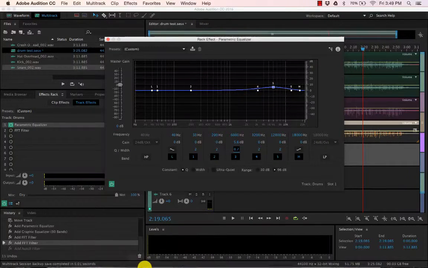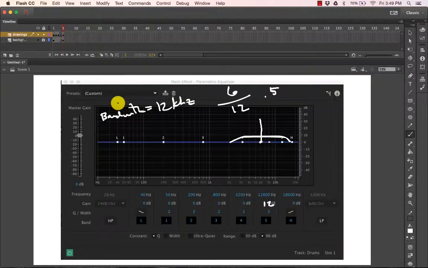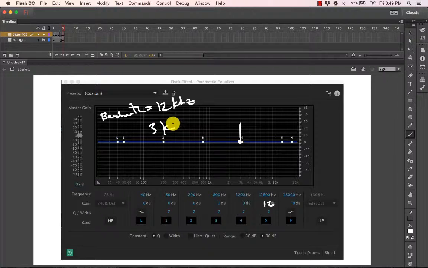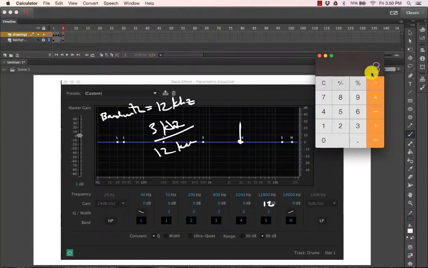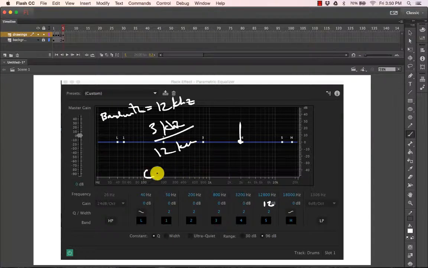Not a huge difference, but all right, then let's say I kept the same bandwidth, but I moved it down here to 3 kilohertz. So what if my center point was at 3 kilohertz and my bandwidth was still 12 kilohertz? Well, remember, it is your target divided by your bandwidth. So 3 divided by 12. Oops, where are you, calculator? I can't figure this out in my head. 3 divided by 12. In that case, my Q would be 0.25.